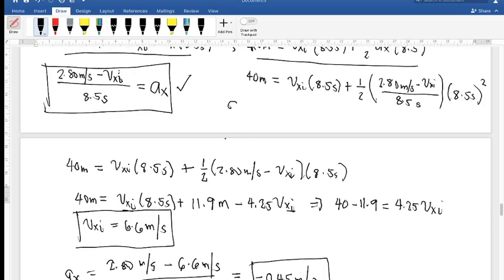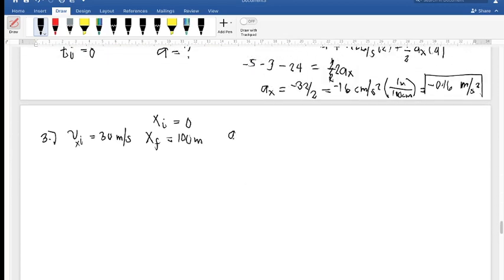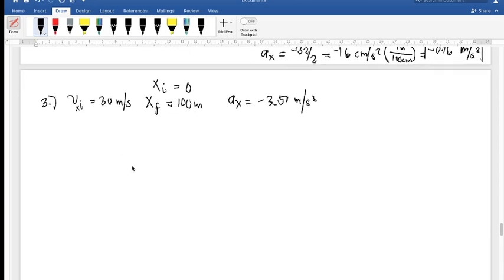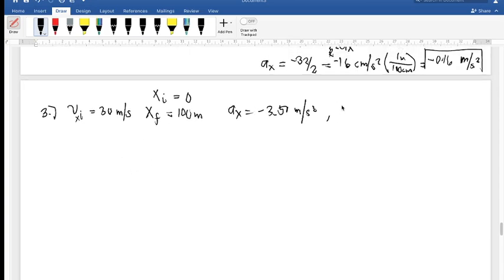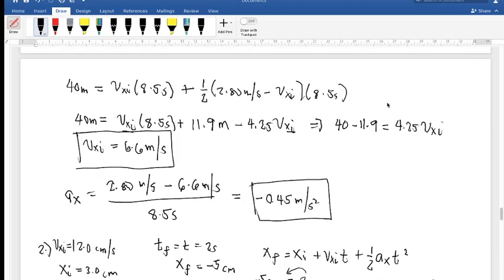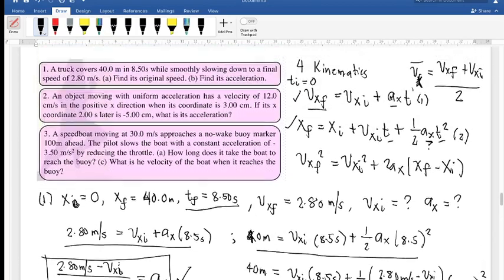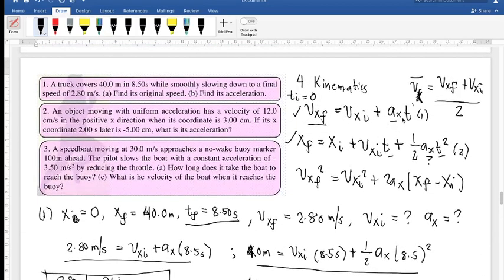Acceleration is actually negative 3.5 meters per second squared. So how can we do this one? So the unknown is time. So ito yung kukunin natin. So time. So yeah, balik tayo sa four equations of motion. So time yung gusto natin.